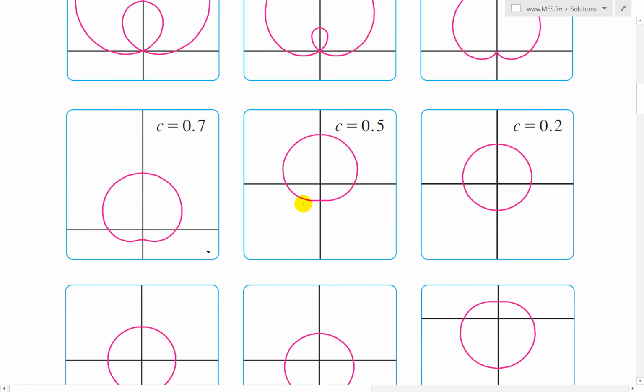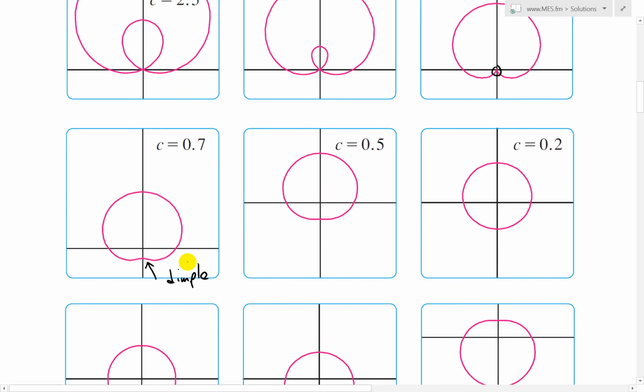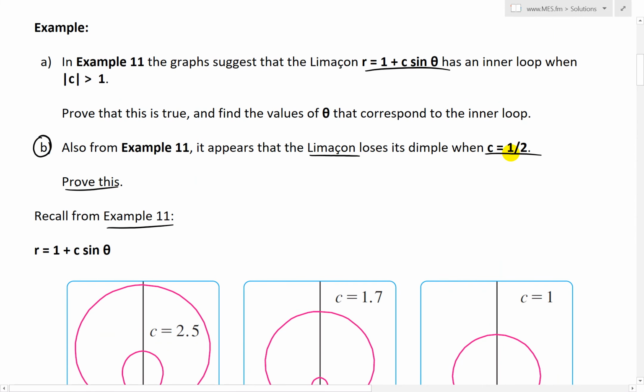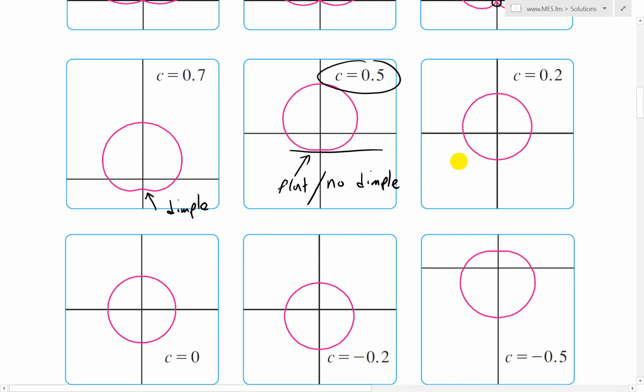So look at this. Basically, when c is equal to 0.7, for example, here it has a dimple. And then when c equals 1, it's a sharp point. So that's sharp, but now it's a dimple. And here at 0.5, this is flat right there. It's flat, or it could be considered as basically no dimple, because it's just a flat line. And here, as you can see, this one is just rounded, so there's no dimple there either. But we want to prove that at c equals 1/2 or 0.5, it's flat and there's no dimple there. So let's go about solving that.